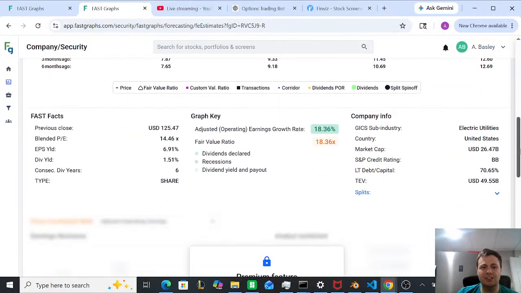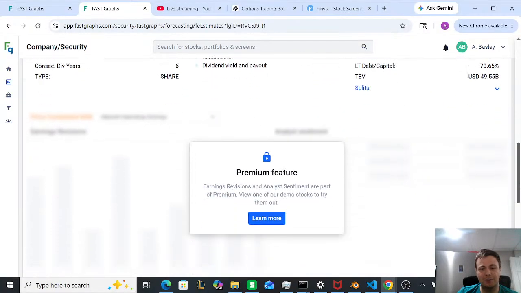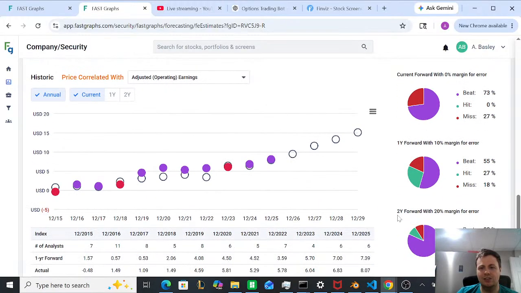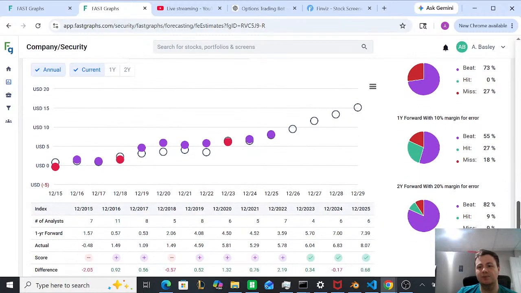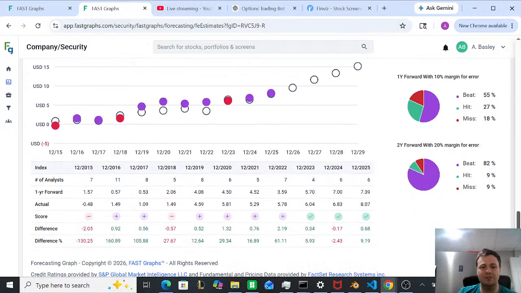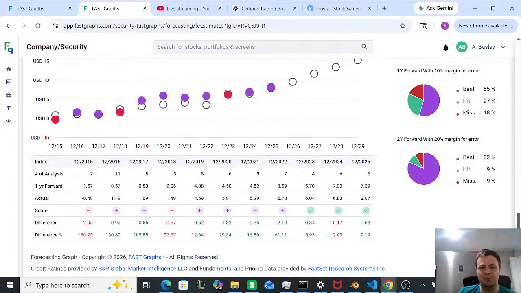So let's take a look to see just how good the analysts are at predicting this stock. The analysts are very good at predicting this stock. It's a 73% beat ratio if we go 1 year with a 10% margin for error. We're hitting a lot of the time, 82% compared to missing at 18%. And 2 years out with a 20% margin, NRG is really good. The analysts seem to underestimate what NRG is capable of.